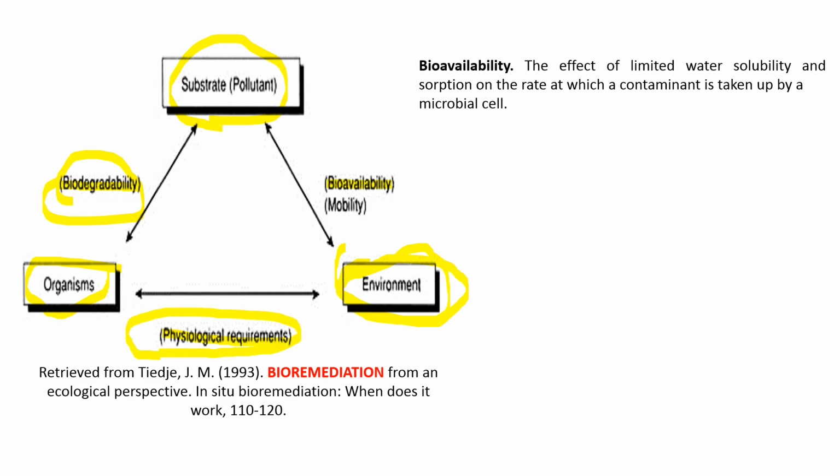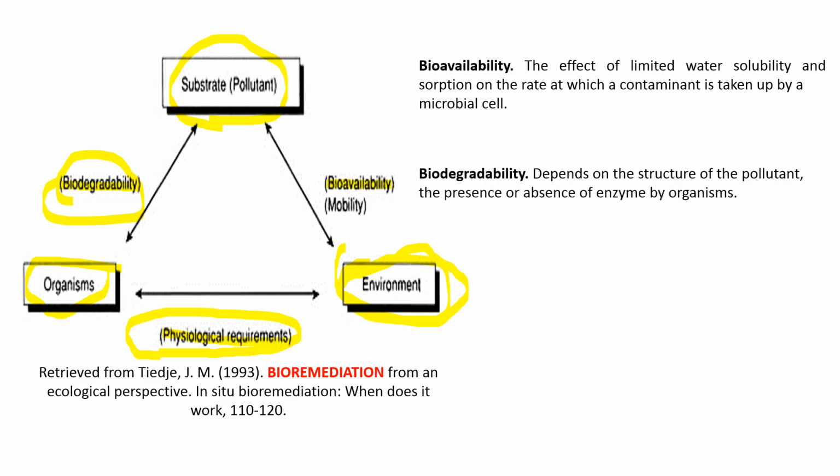An organism is adapted to a particular environment. It needs a certain pH, an optimum level of pressure, temperature, carbon dioxide, a redox potential, a whole lot of factors which require the organisms to have optimum metabolic growth. So these are different factors and different concepts that determine how we can set up a bioremediation plant. Of course, biodegradability depends on the structure of the pollutant, presence and absence of enzymes in organisms, and bioavailability, the effect of limited water solubility and sorption, and the rate at which a contaminant is taken up by a microbial cell.